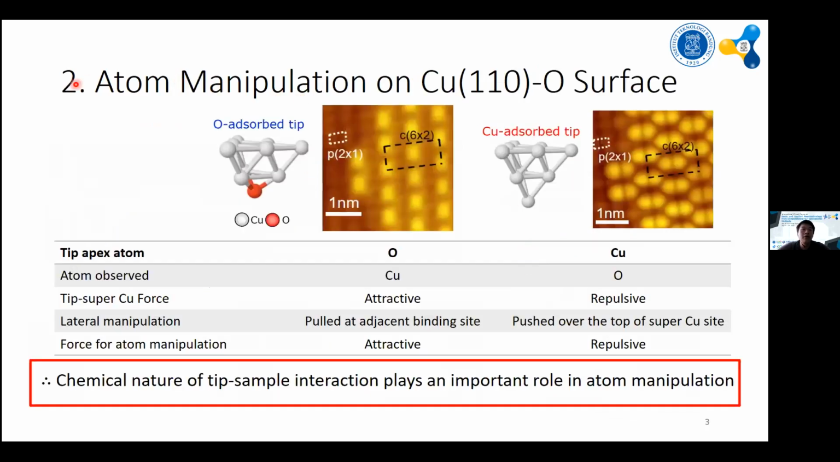The second one is about the atom manipulation on copper oxide surface. He used two different tips. The first one is the O adsorb tip, and the second one is the copper adsorb tip. And this different type of tip will give a different result in atom observed and the force and the manipulation type. So from this kind of experiment, we can conclude that the chemical nature of the tip sample interaction will play an important role in atom manipulation.